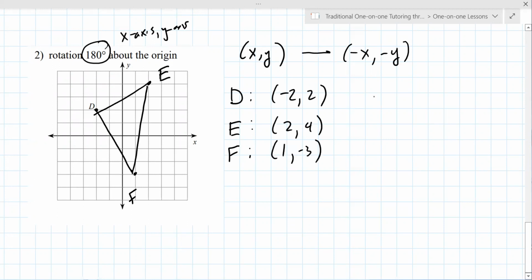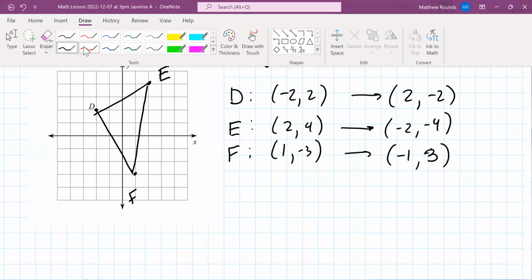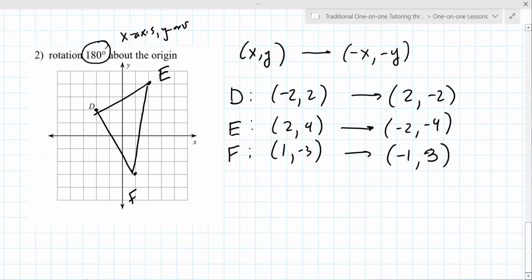D is positive 2, comma negative 2. Okay, good. E is negative 2, comma negative 4. Good. And F is negative 1, comma 3. Very good. Okay, so it just comes down to memorizing those formulas there. 2, -2, -2, 4, -1, 3.